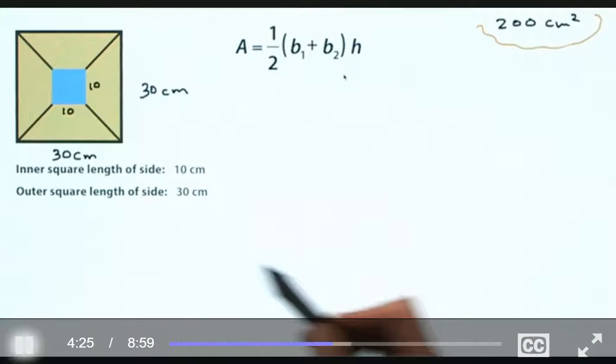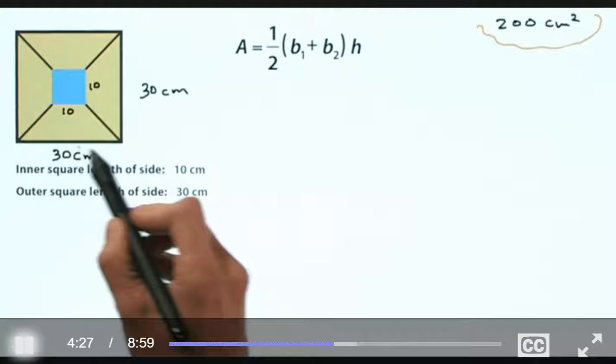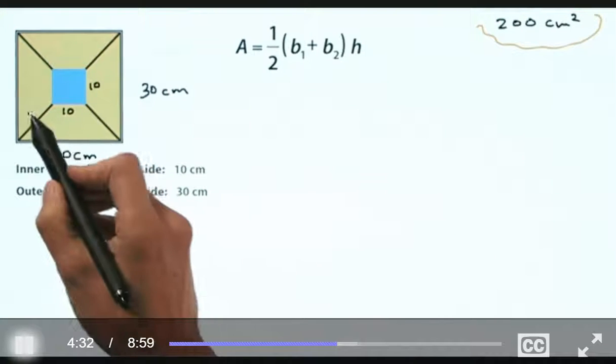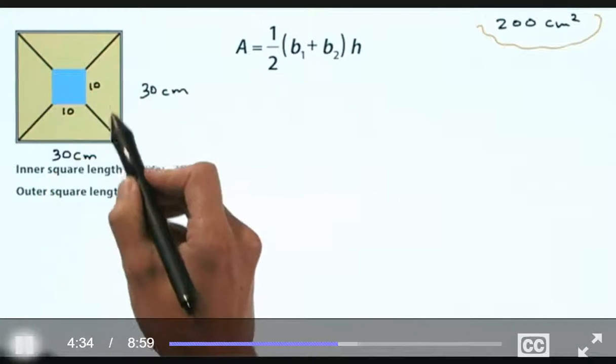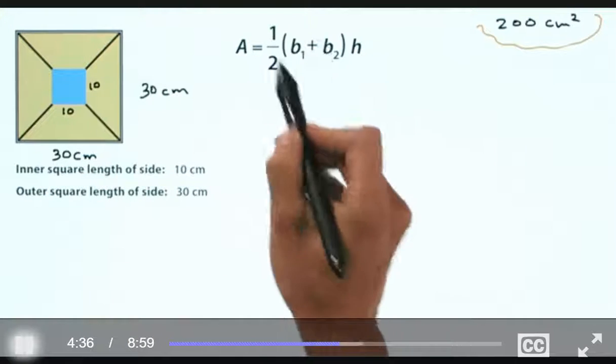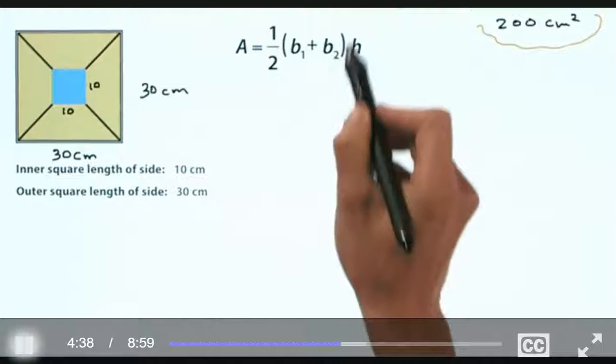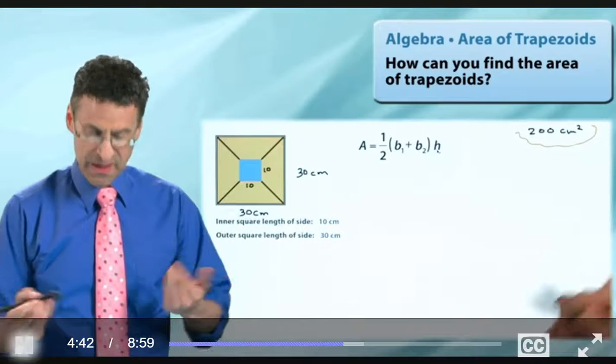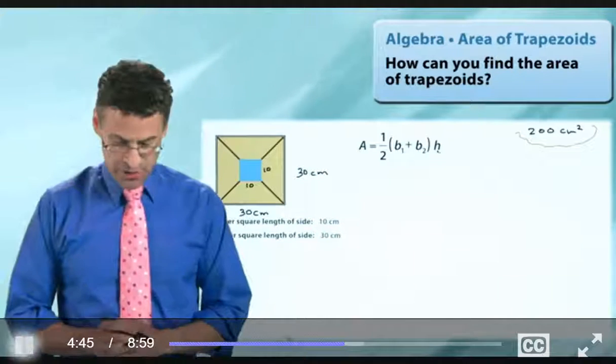And the way to think about that is, really, if you take that long length and that short length, and you average them, that's going to give you the middle length, and if you multiply that by the height, it's like a rectangle. So this is like the average of the bases, and you multiply that by the height. Okay, so let's try to do that.